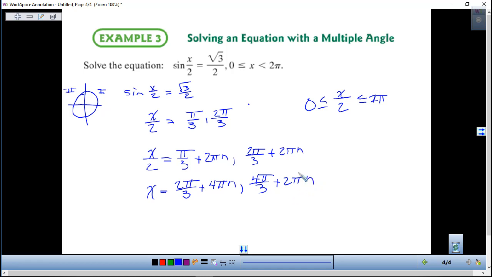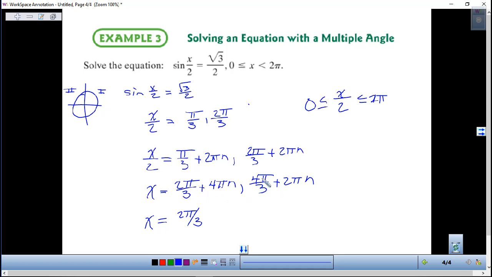Now, then we can go back and look. We're looking for all the solutions of x, or all the values of x that would work between 0 and 2 pi. So 2 pi over 3 is going to be one of them. So x is going to equal 2 pi over 3. And here's the thing, if I add 4 pi in, am I going to be outside of 0 to 2 pi? Yeah, of course I am, because I'm adding a whole 4 pi to something that's already positive, so it's going to be greater than 2 pi.